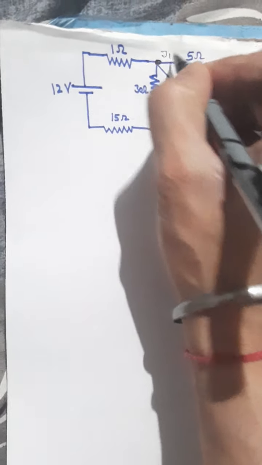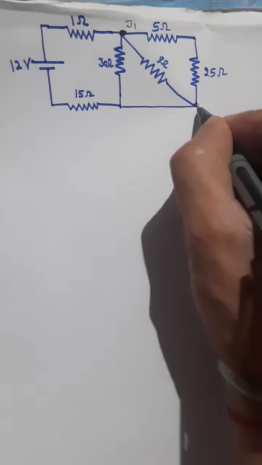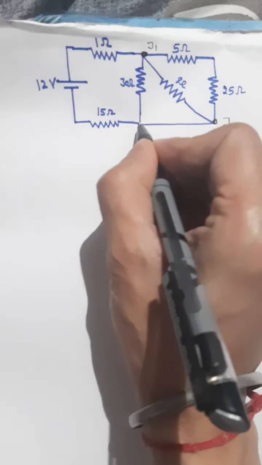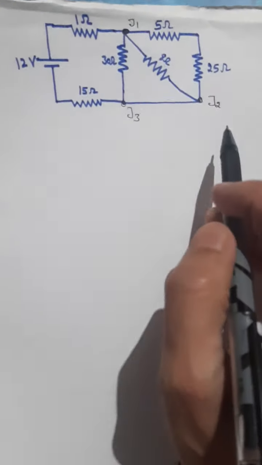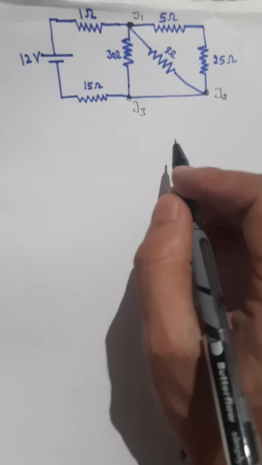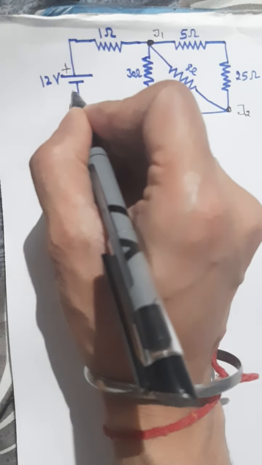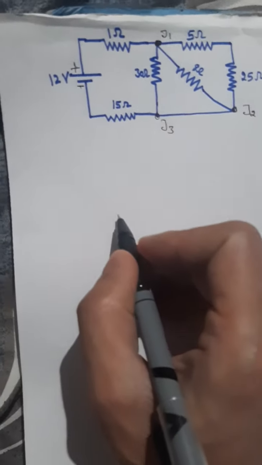Let this be junction 1, this is junction J2, this is junction J3. We give the names to these junctions J1, J2, J3. Now we are going to break this circuit. This is the positive terminal, this is the negative terminal.